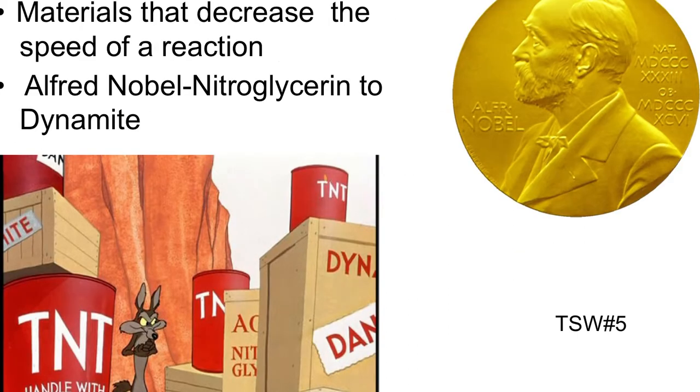So, inhibitors are another type of way to control chemical reactions. These are the opposite of catalysts. Inhibitors are used to slow down chemical reactions.